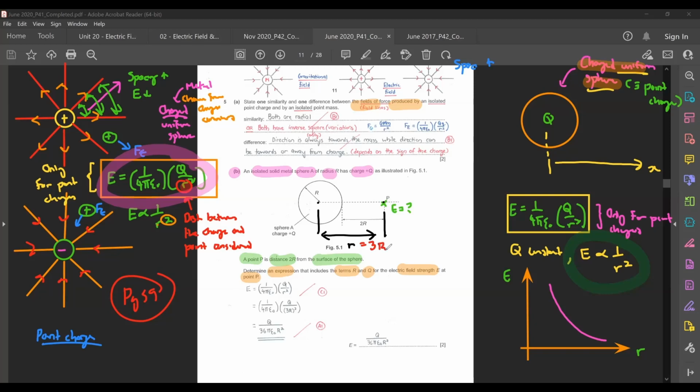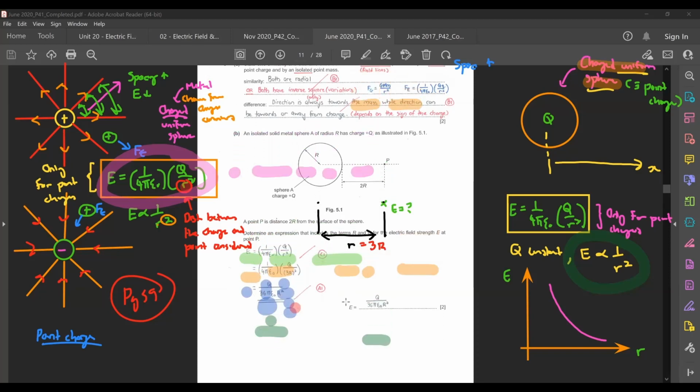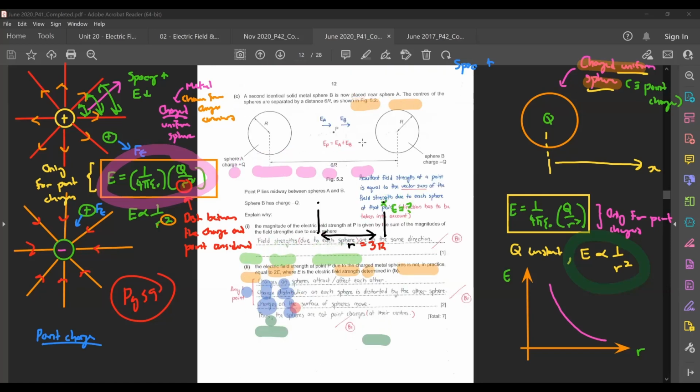So this r, if you want to express it in terms of big R, is actually equal to 3R. So you want to use the equation E equals 1 over 4 pi epsilon naught Q over r squared. Your small r is actually 3R, but don't forget to square it so that eventually you get 9R squared, which gives 36 pi. Your final equation would be Q over 36 pi epsilon naught R squared. This one would be your final answer. So this one is pretty straightforward. Now, after that is where it gets a bit complicated.